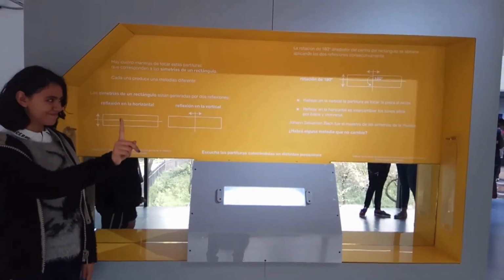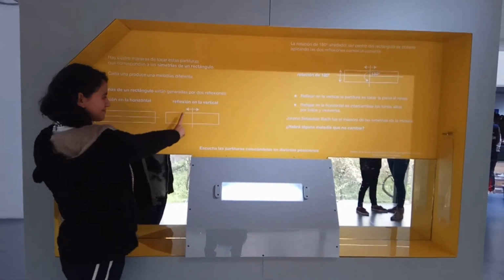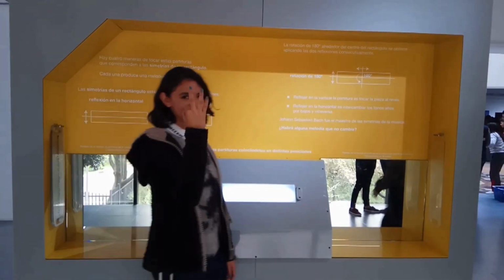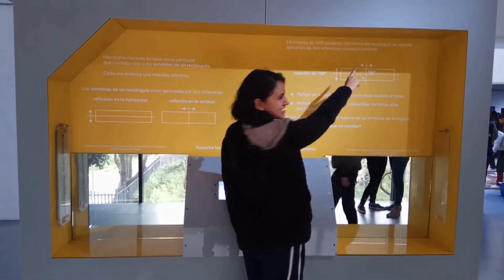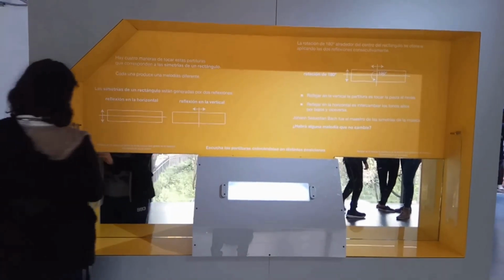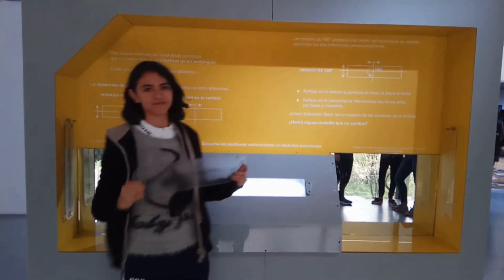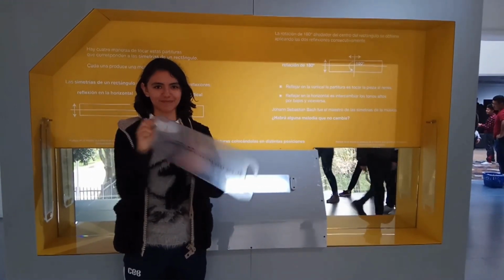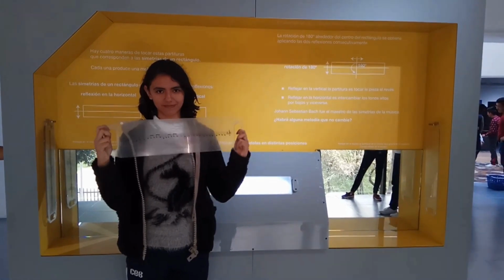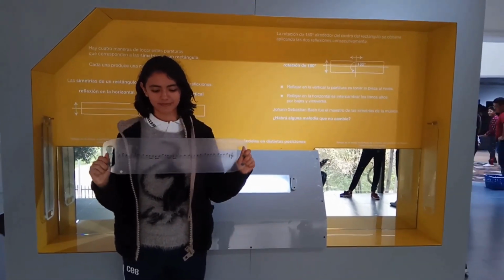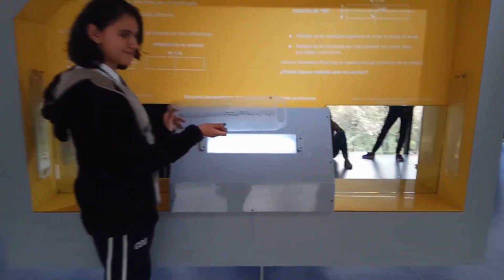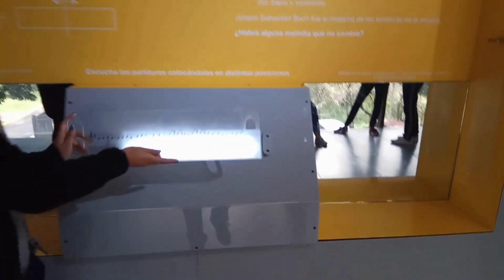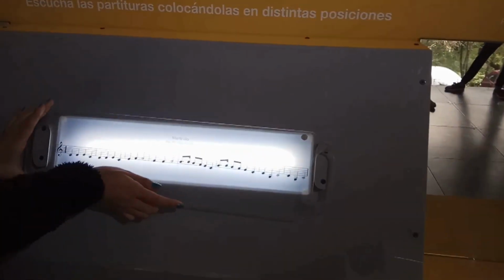There are four ways to place chords that correspond to the symmetries of a rectangle. The symmetries of a rectangle are generated by two reflections: reflection in the horizontal and reflection in the vertical. The rotation of 180 degrees around the center of the rectangle is obtained by applying the two reflections consecutively.